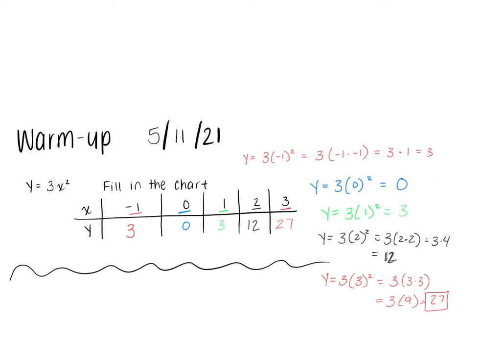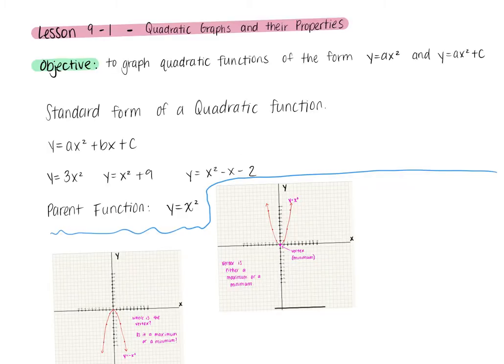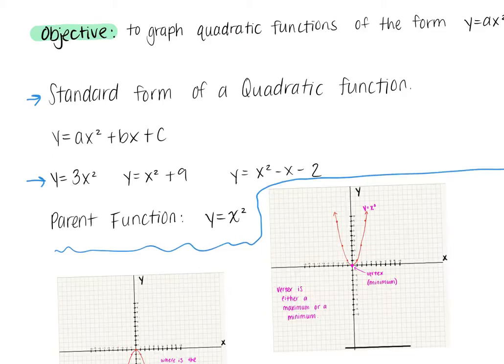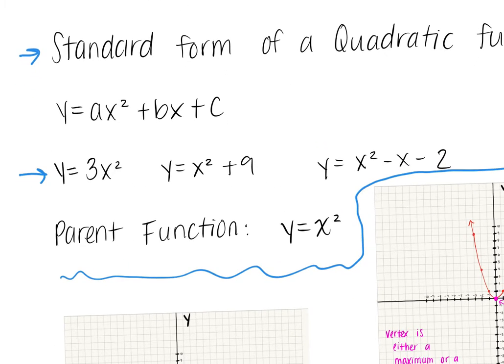All right, so any questions on the warm-up? Our objective in this lesson is to graph quadratic functions of the form y equals ax squared and y equals ax squared plus c. It goes over the standard form of a quadratic function, which we already talked about, ax squared plus bx plus c. Then we've got some examples, and then we are going to talk about the parent function, which is y equals x squared. We're dealing with anything that involves x squared, but we're not factoring anymore. We're just going to graph it.